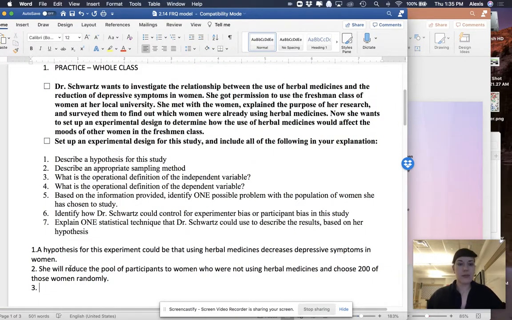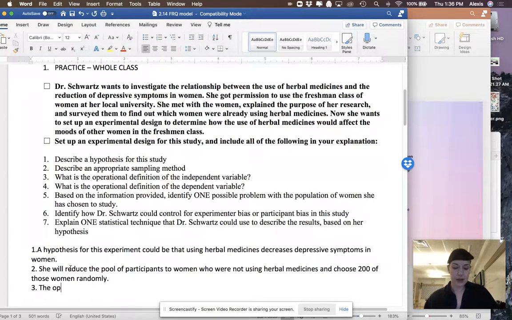Number 3, what's the operational definition of the independent variable? So we haven't really talked about that, but operational definition means what is the dose, the timing, the actual thing. So if we go back to our example, we've been talking about our study with coffee and sleep. It wouldn't be just drinking coffee. The operational definition would be drinking 1 cup of coffee before 3 p.m. Okay? Because we have to be super, super specific so that people can replicate results.